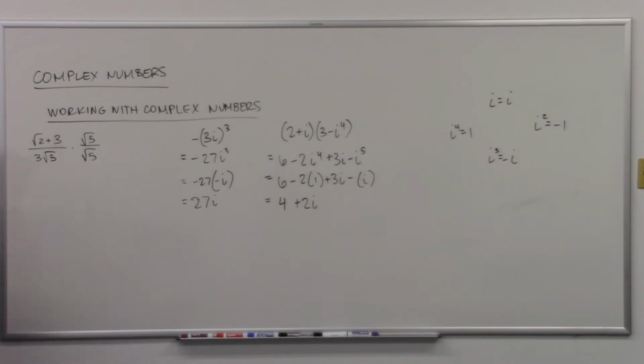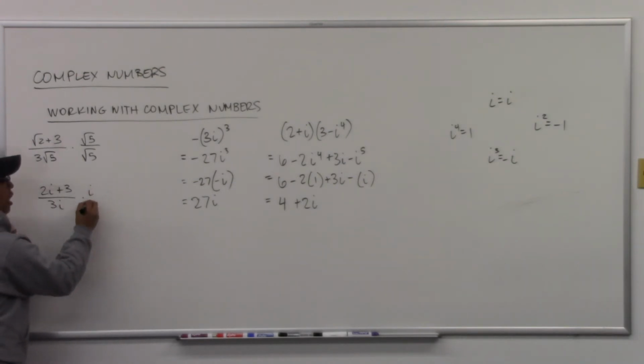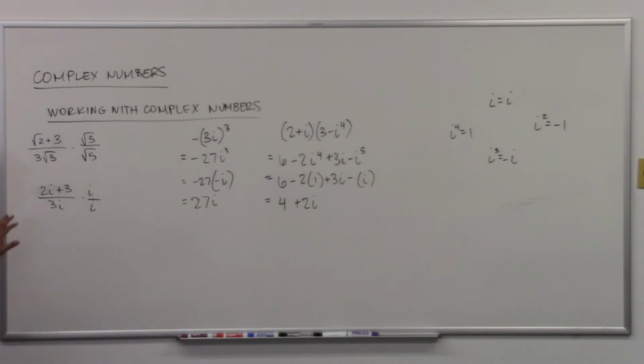That's similar with this. If I was to say 2i plus 3 over 3i, just making that up, you are not allowed to leave i in the denominator. So you multiply by i over i. It's okay in math to multiply by 1. If we do the same thing to the top as we do to the bottom, then it's okay. So this has nothing to do with this. I was just reminding you of radicals.